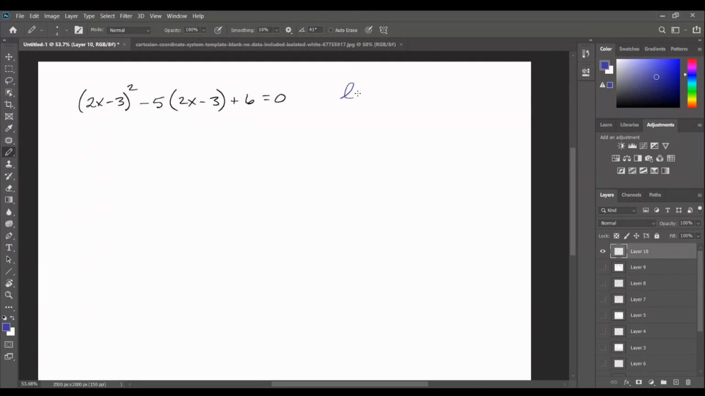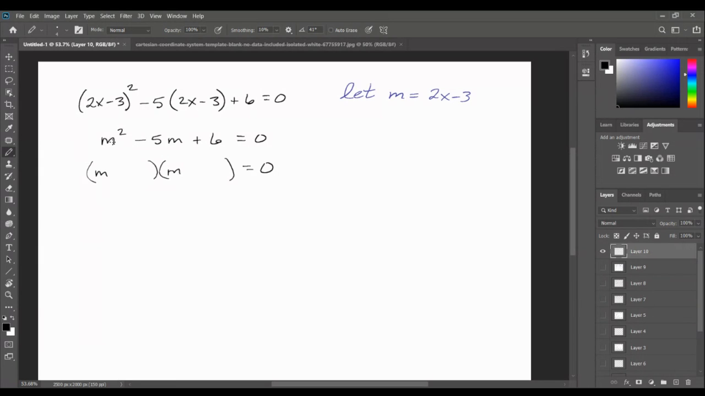So let's say, you know what? Let's let m equal 2x minus 3. That stuff that's being squared, the stuff in the parentheses. So now I have m squared minus 5 times m plus 6 equals 0. Now I have a quadratic. This one looks like I might even be able to factor it directly, because factors of 6 could be 3 and 2, and 3 plus 2 is 5. So I think I'm pretty good.